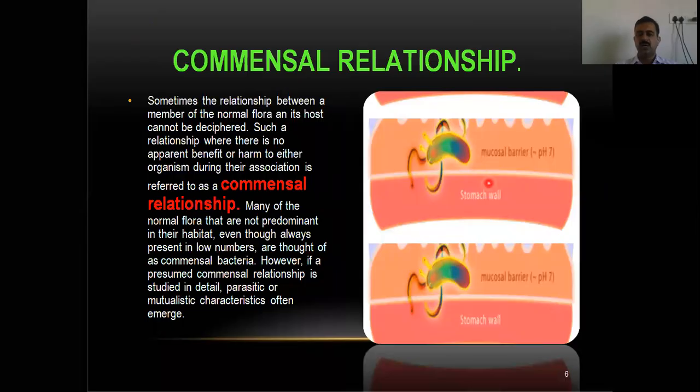Now, some bacteria are said to be commensals. What are commensals? Sometimes the relationship between a member of the normal flora and its host cannot be experienced. Such a relationship, where there is no apparent benefit or harm to either organism during the association, is called a commensal relationship. Means these bacteria reside inside the stomach or inside the gastrointestinal tract, but they do not harm the host as such.